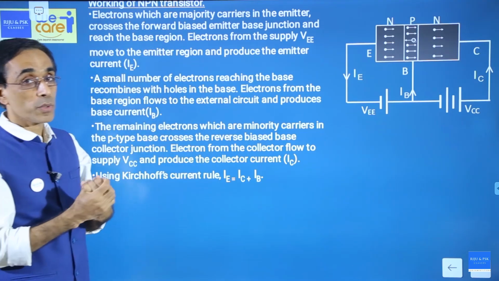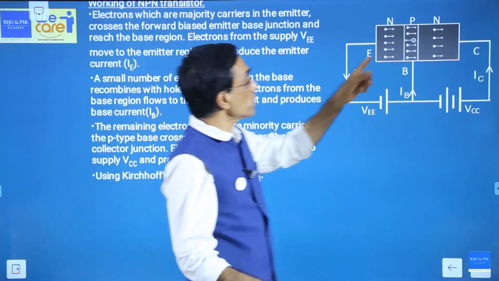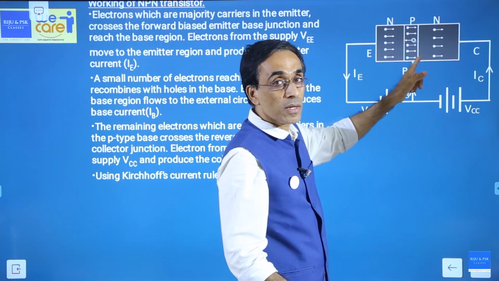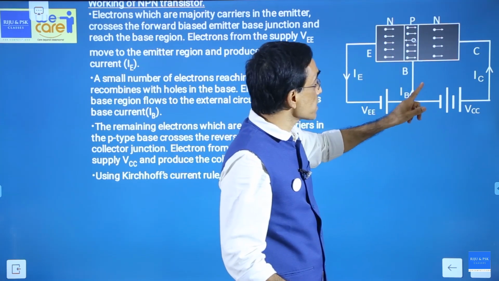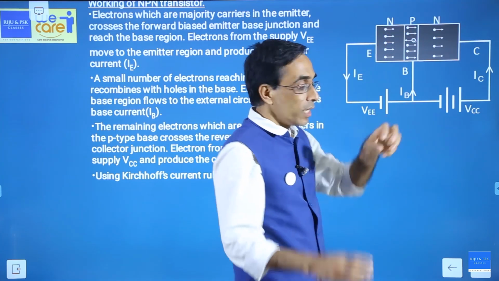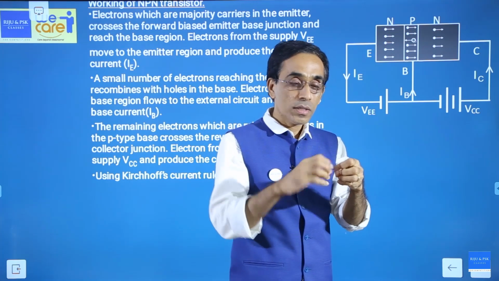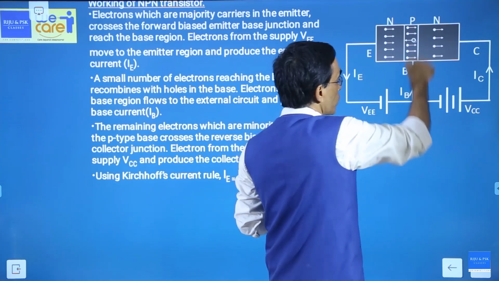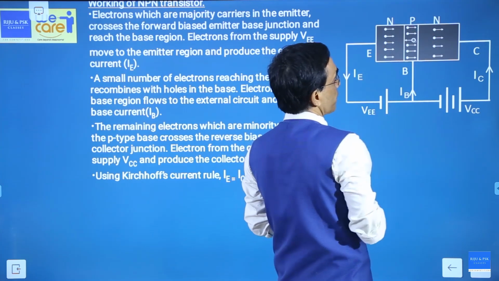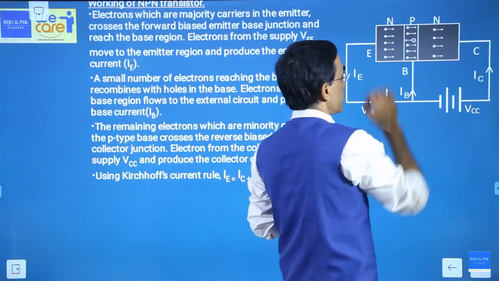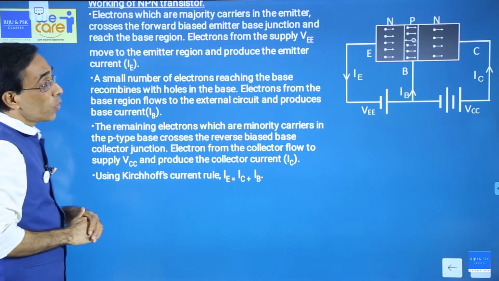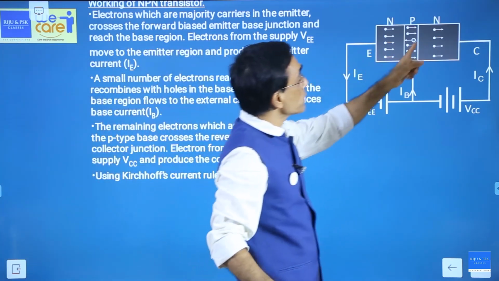How is the base current produced? Few electrons will combine with holes in the base region. And if you want a hole, you need an electron separation, and that separated electron will go outward, and this electron will combine. So this will produce the base current. And see the direction of the base current. What will happen to the electrons reaching here?